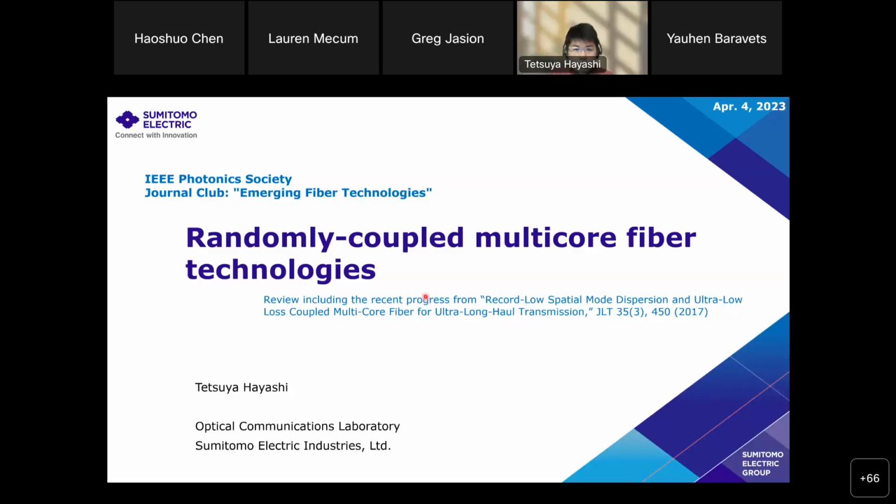Can you see my slide? Yes. Okay. My JLT paper is also the extended paper from the OFC 2016 post-deadline paper. And also there has been much progress since the publication of my JLT paper, so I would rather include more recent results with a review of randomly coupled multi-core fiber technologies.